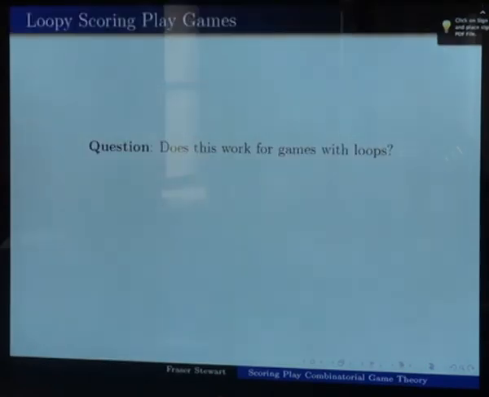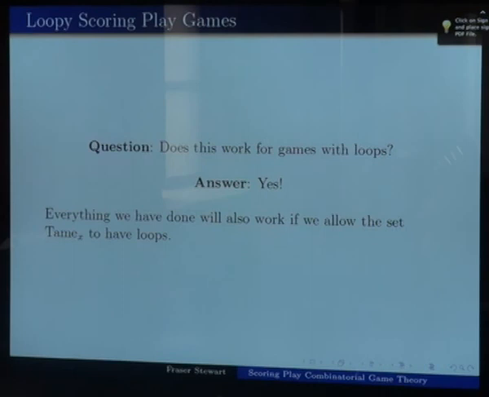Another thing I'm looking at right now, which isn't in written papers yet, is just my ideas at the moment. The question is, would this work for games if we added loops? A loop just means that the game tree now has a cycle in it. So would this work for games with loops? The answer is yes, it would. If you added loops into the set TMX, you still get loopy normal play combinatorial games as well. So everything we've done would also work if you allowed the set TMX to have loops in it, which is really cool.